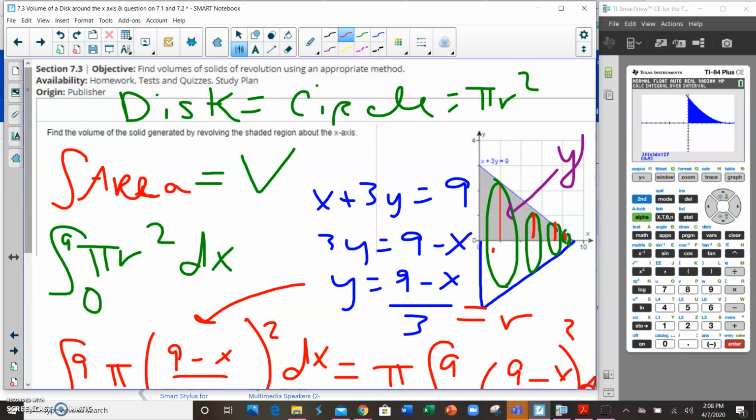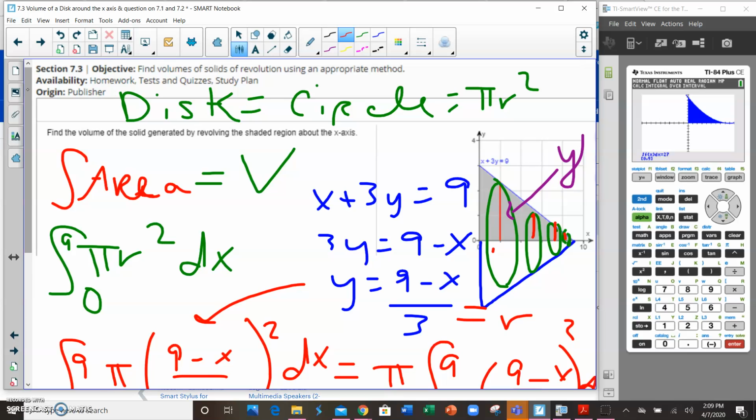So what that is doing is taking all the area of all of those green discs lined up from the top to the bottom. It's like stacking up a bunch of frisbees that are different sizes that would make a cone. And if you add up the area of every single one of those from the bottom to the top, you would end up with the volume of that shape.